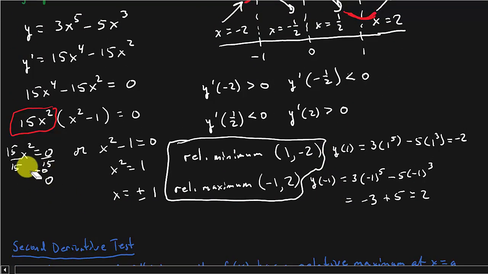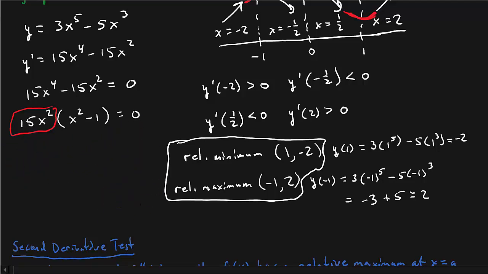So let me just erase this right here, and we'll do the work here. We'll do it in a little bit different color. So if we find the second derivative, what is that? Let's see, that's going to be 60x cubed minus 30x.